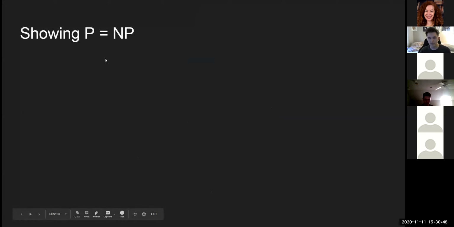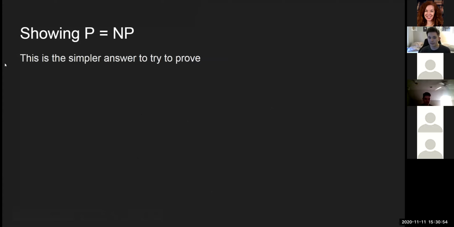All right. So if we want to prove that P equals NP, we can go about it in a pretty simple way. In fact, this is the simpler of the two conclusions for you to try to prove. So if you think somewhere in your heart that this is true, you can go about trying to prove it in a pretty simple way, in a way that one of you could definitely approach.